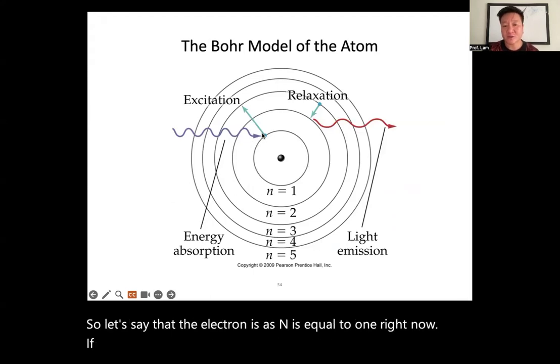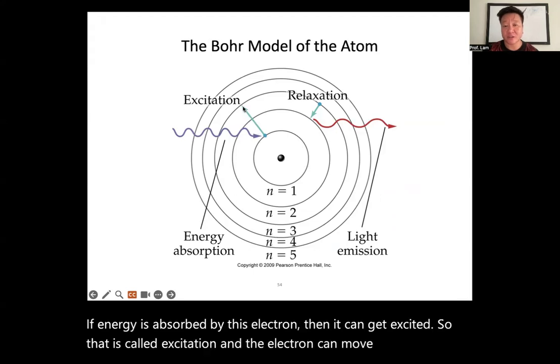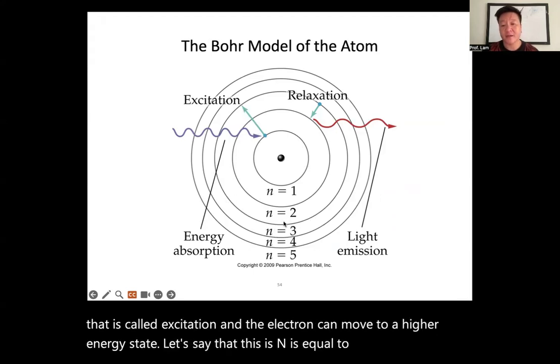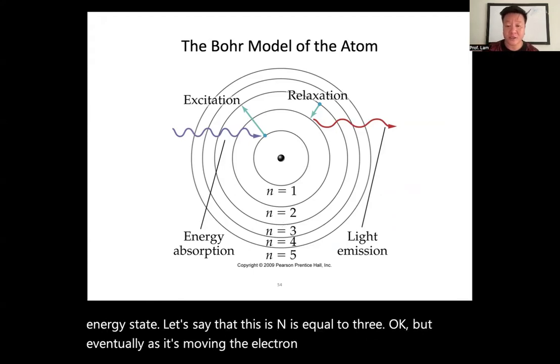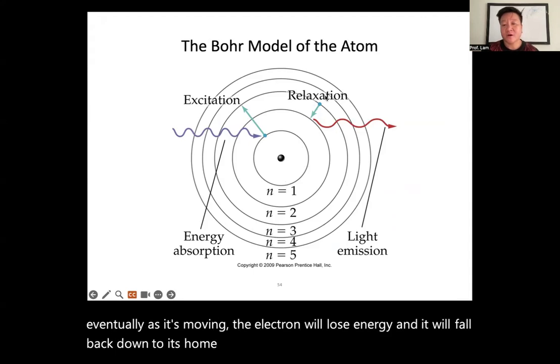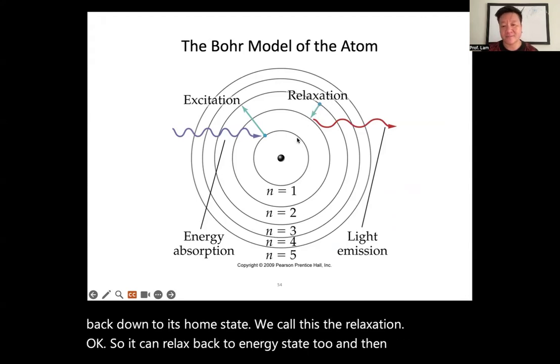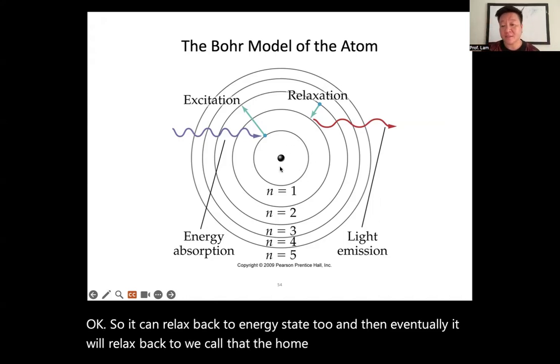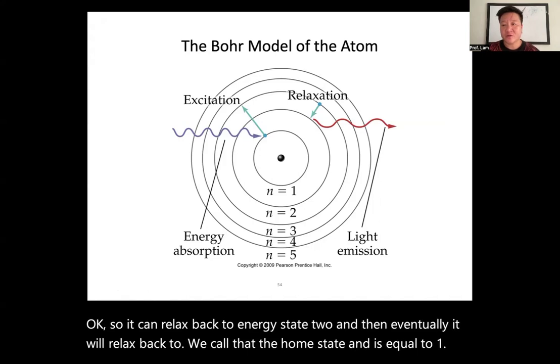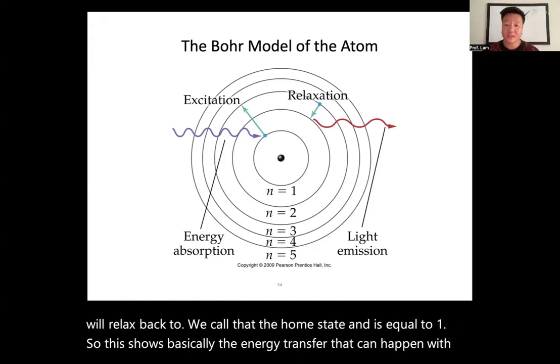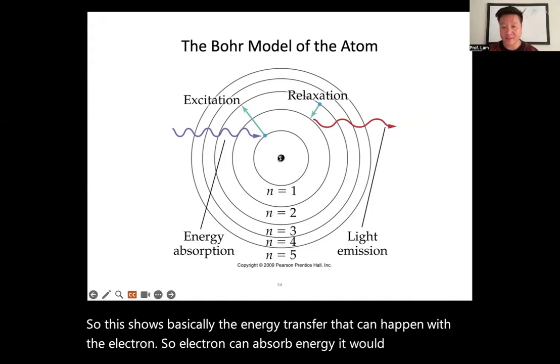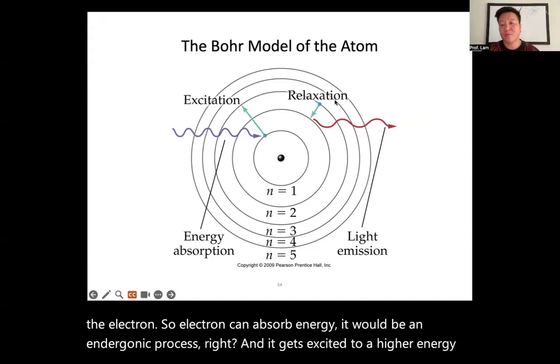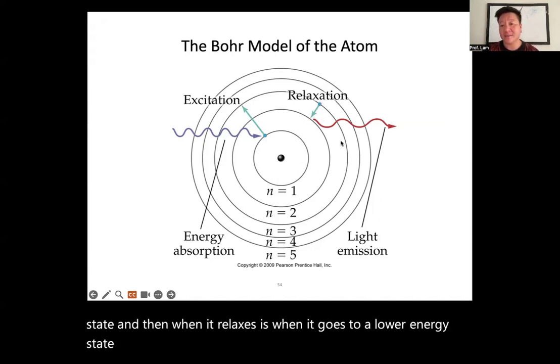If energy is absorbed by this electron, then it can get excited. So that is called excitation, and the electron can move to a higher energy state. Let's say that this is n is equal to 3, okay? But eventually, as it's moving, the electron will lose energy, and it will fall back down to its home state. We call this the relaxation. Okay, so it can relax back to energy state 2, and then eventually it will relax back to, we call that the home state, n is equal to 1. Okay. So this shows basically the energy transfer that can happen with the electron. So the electron can absorb energy. It would be an endergonic process, right? And it gets excited to a higher energy state. And then when it relaxes, when it goes to a lower energy state, that's called relaxation, and it releases that same amount of light that it absorbed. Okay.